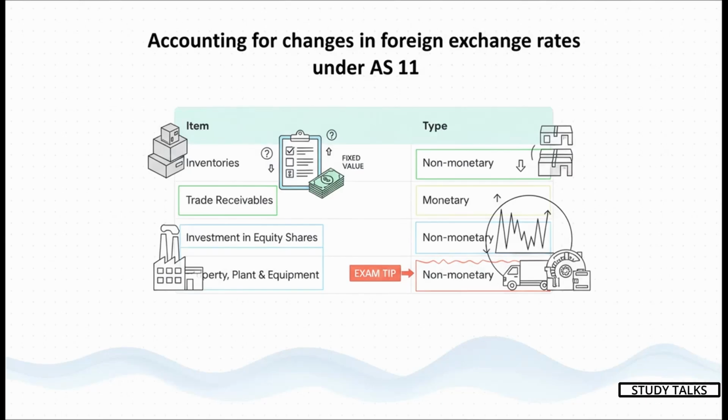Let's make this super clear with a quick practice round. Look at this table. Inventories, non-monetary, because their value can change. Trade receivables or debtors, that's monetary. You're owed a fixed amount. Investments in shares, non-monetary for sure. The value's all over the place. And property, plant, and equipment, also non-monetary. Nailing this classification is step 1 in any AS 11 question. Seriously, don't move on until this is crystal clear.